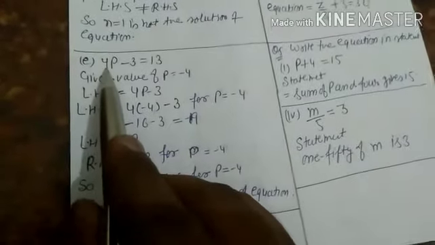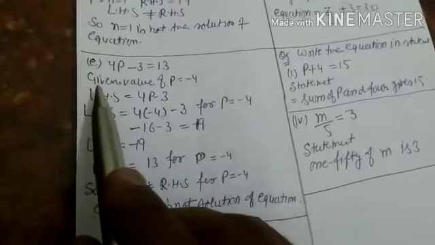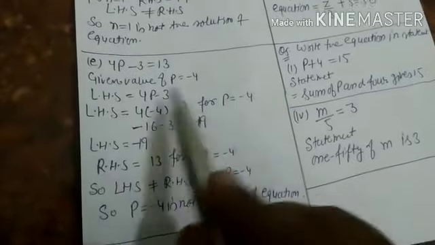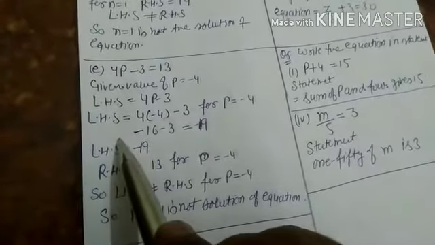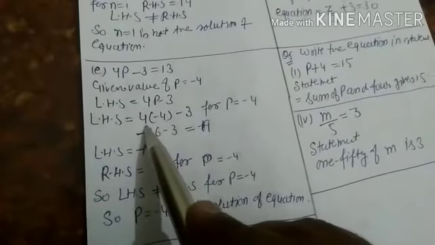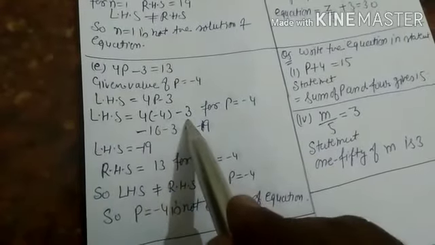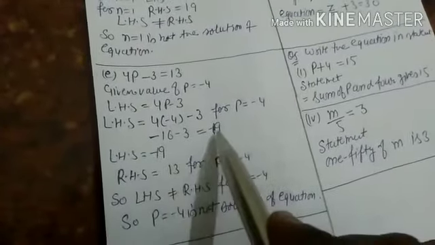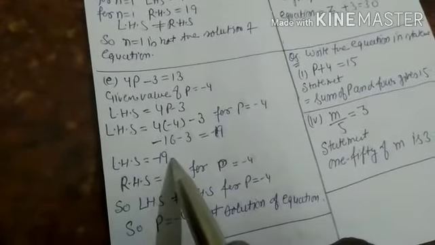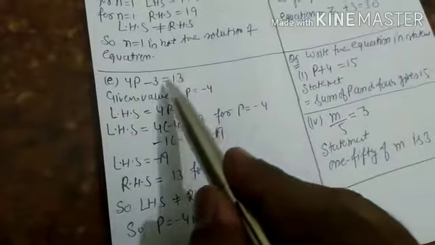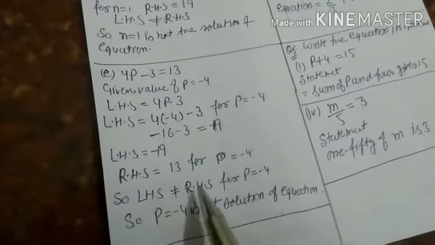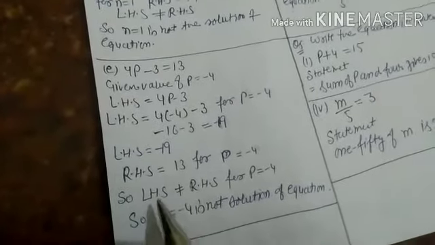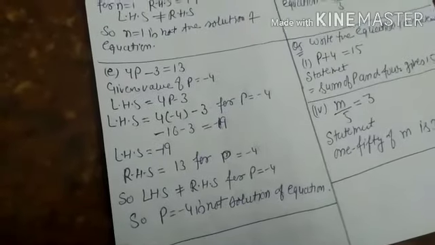For example, 4p minus 3 is equal to 13. Given value of p is minus 4. Left hand side is 4p minus 3. Put p is equal to minus 4. So 4 into minus 4 minus 3. 4 into minus 4 is minus 16, minus 3, minus 19. So left hand side is minus 19, while the right hand side is given to be 13. Left hand side is not equal to right hand side, so p is equal to minus 4 is not the solution of the given equation, because left hand side is not equal to right hand side.